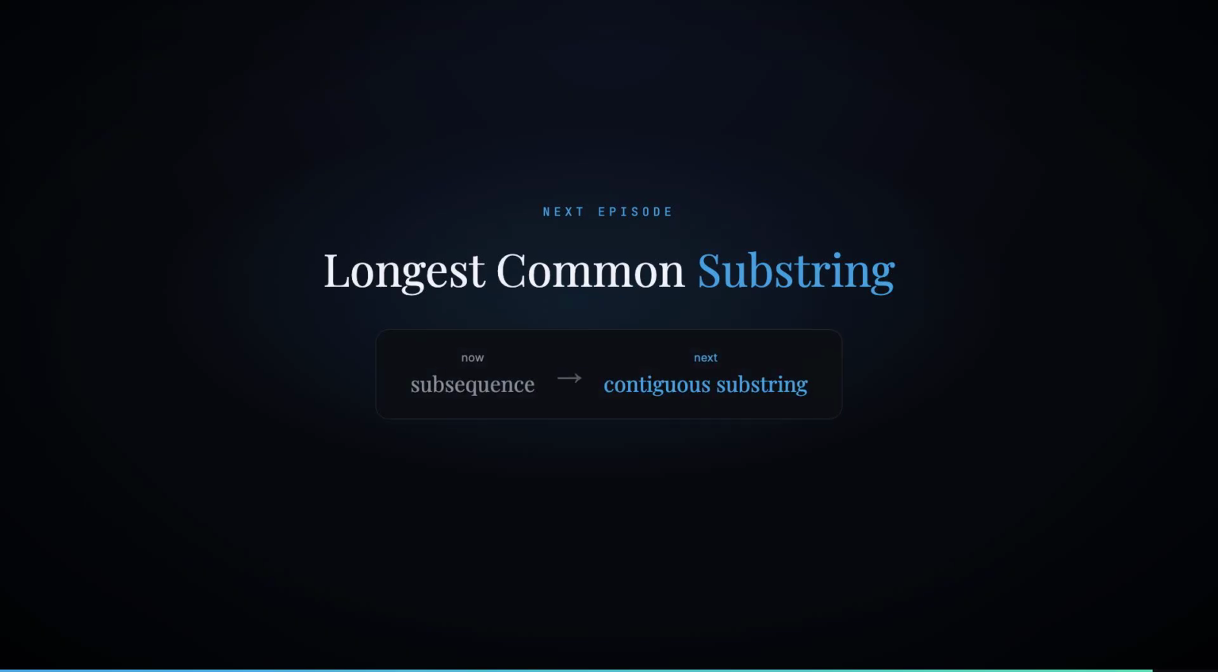Next, we add one small twist. Demand the common part be contiguous. A substring, not a subsequence. One change resets everything on a mismatch.